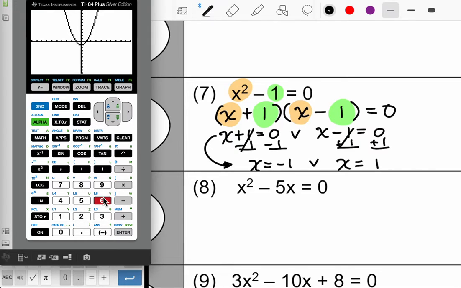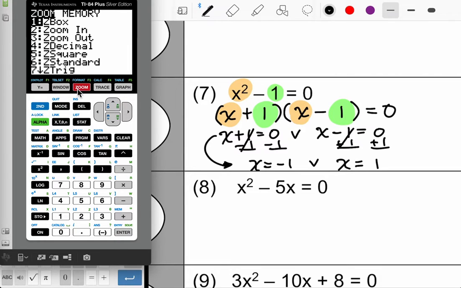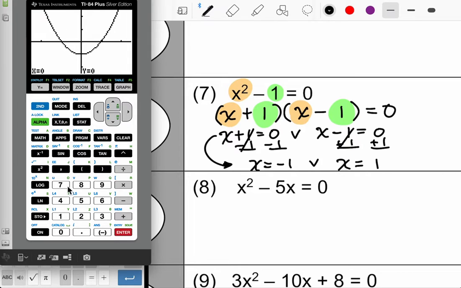If you have a nice clear view of what's going on, then you're good. Maybe you could just count the tick marks and be done with it. If you need to zoom in, zoom in. You could use the zoom box feature, but zoom in will be fine here. Gets us a pretty good look. It's pretty clear that that's at 1 and -1. So that'll give us our answers. So we're in really good shape with a question like this.